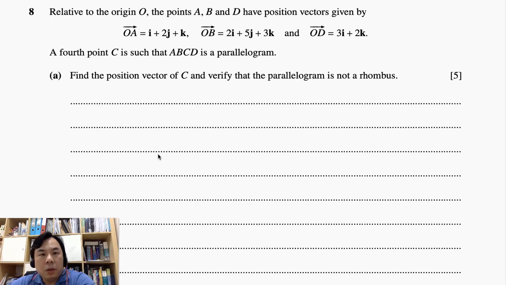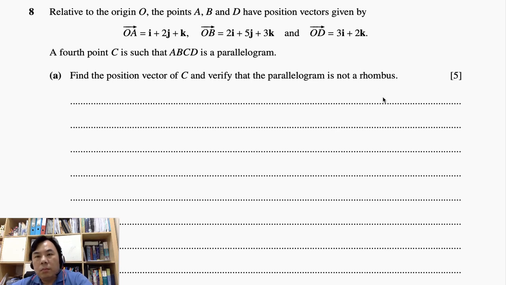Now, relative to the origin, the points A, B, C have position vectors given by this. Now, the fourth point D is such that ABCD is a parallelogram. Find the position vector of D and verify that the parallelogram is not a rhombus. Okay, so it's not a rhombus.